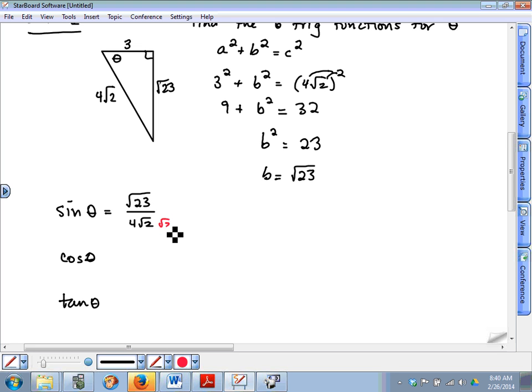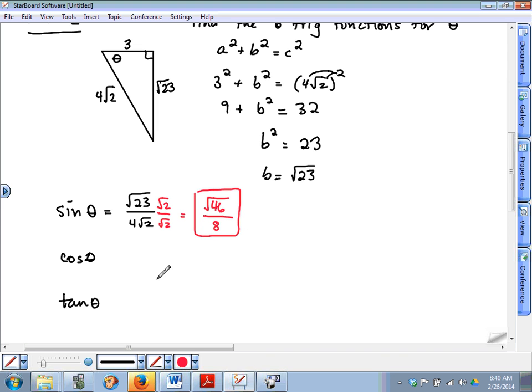So we multiply it by the square root of 2 over the square root of 2. And we get the square root of 46 over 8. How does it become 8? Math magic, right? Square root of 2 times square root of 2 is 2. 2 times 4 is 8. But I believe square root of 46, let's see, what multiplies? It's 2 times 23. That's about it. So that doesn't simplify. We're going to keep it.